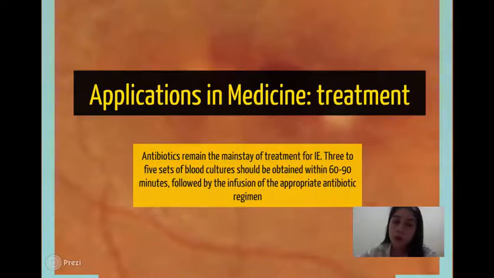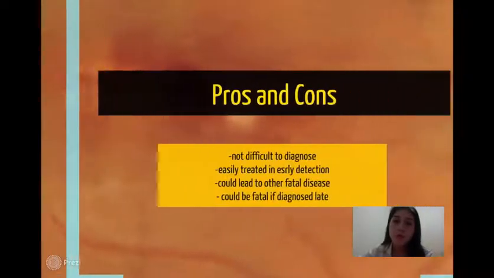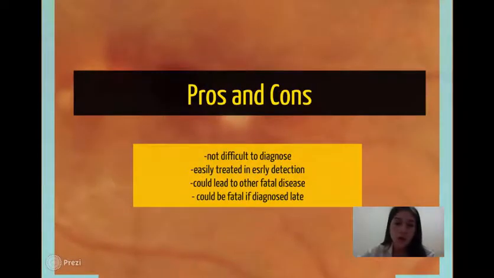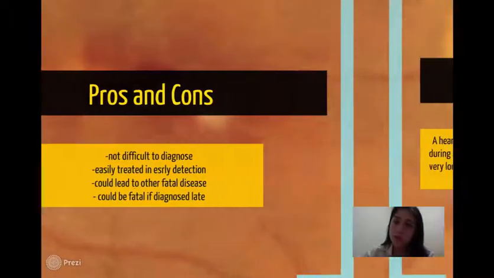the mainstay of the treatment of IE. 3 to 5 sets of blood cultures should be obtained within 60 to 90 minutes, followed by the infusion of an appropriate antibiotic regimen. Pros and cons: this disease is not very difficult to diagnose, as I already showed you the criteria that you have to have in mind in order to diagnose it easily. Also, it is easily treated with early detection. However, it could lead to other fatal diseases, and if it's diagnosed late, it could also be fatal.